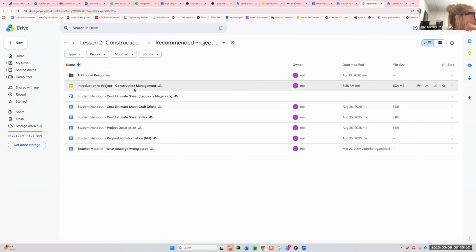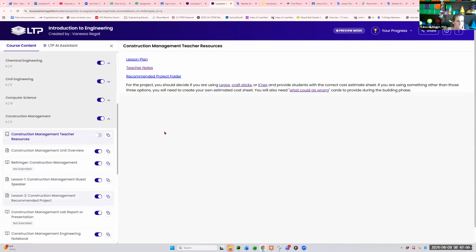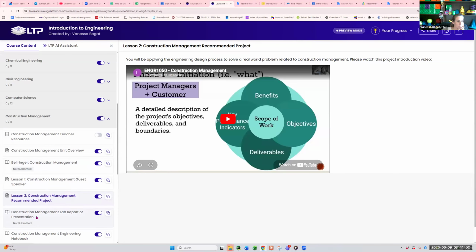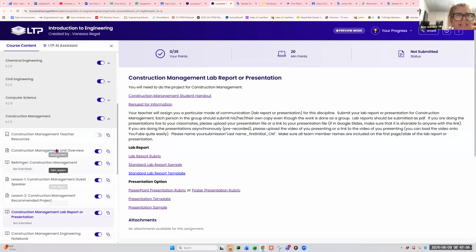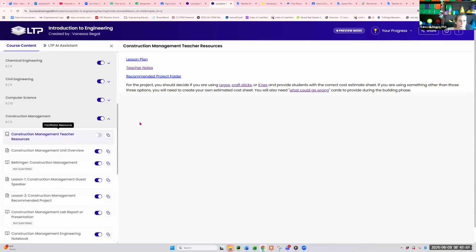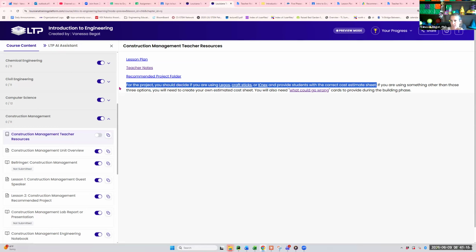And where was the cost estimate craft sheet? I see it. So we have it in LTP in the actual project here. That's what I was having trouble locating. The cost sheets are in the teacher resources because it depends on which one you assign, whether it's Legos or craft sticks or Connects. So the cost sheets are in the teacher resource folder.